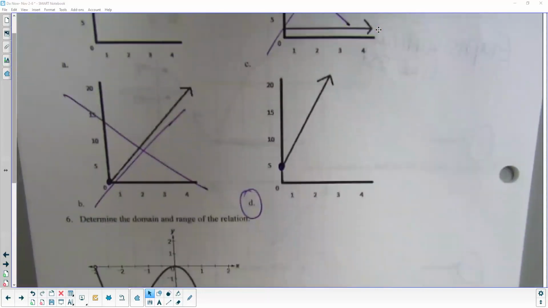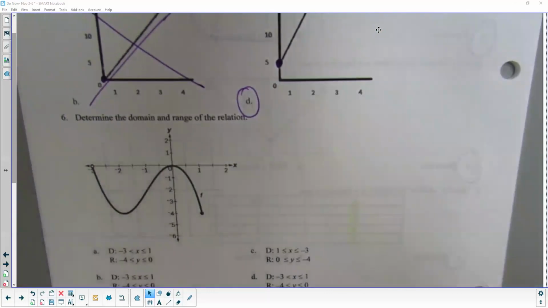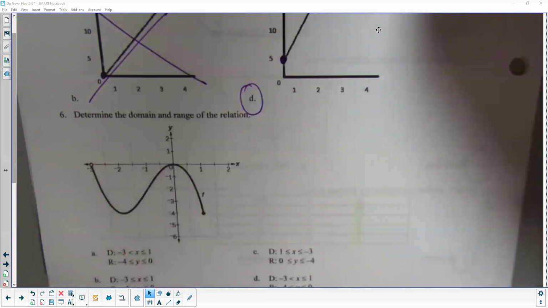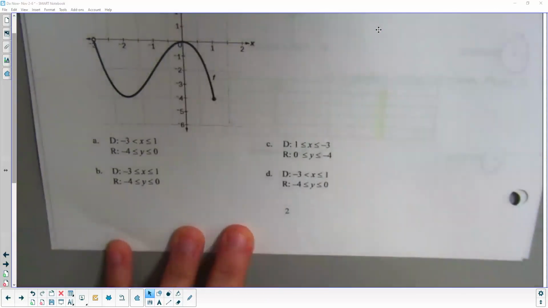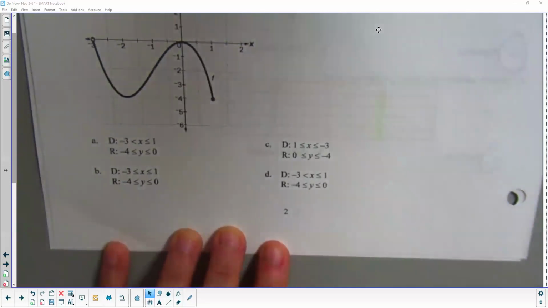All right, moving on to domain and range of the relation. This one is very tricky. You have to know your x and y values here, okay? You have to know your x and y values. So I'm going to use my two highlighter colors.